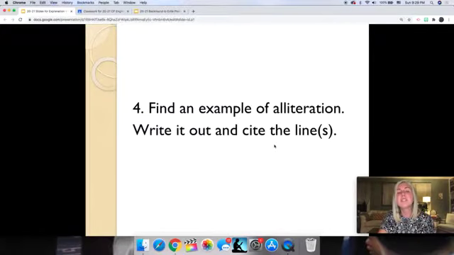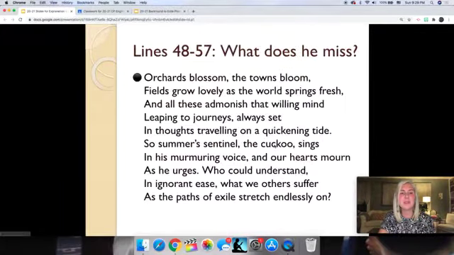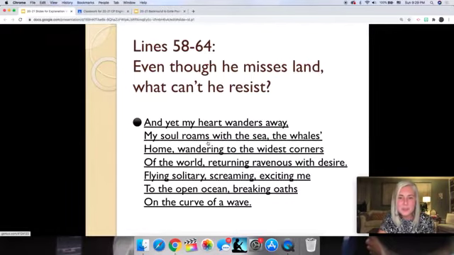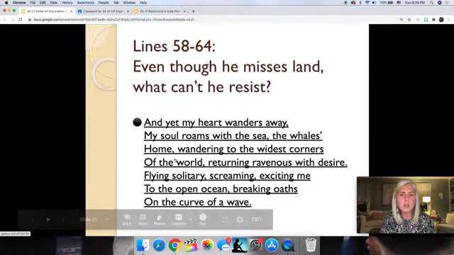Find an example of alliteration. I can't help but go back for a minute because there was a great example here. And there's an example of a kenning too. So this part here is a great example of alliteration. When we were talking about this slide, it says, "And my heart wanders away, my soul roams with the sea, the whale's home." So that's a kenning for the sea. The whale's home, wandering to the widest corners of the world.